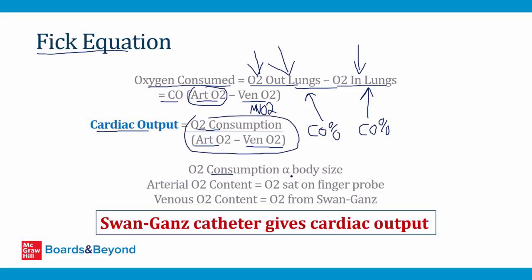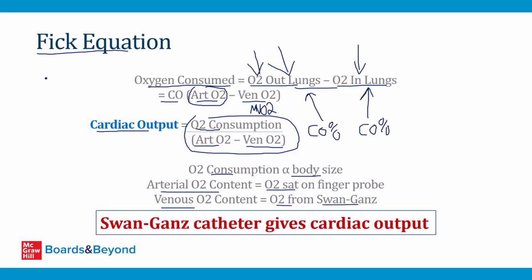Oxygen consumption is proportional to body size, so there are tables where we can look up an estimate of the patient's oxygen consumption. The arterial oxygen content is very easy to obtain by using a finger probe that measures oxygen saturation. And then finally, the venous oxygen content is the mixed venous oxygen from a Swan-Ganz catheter.